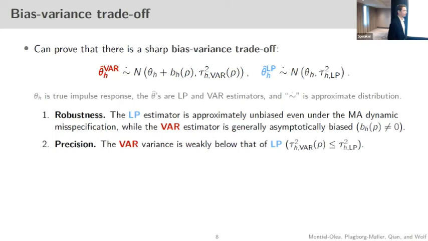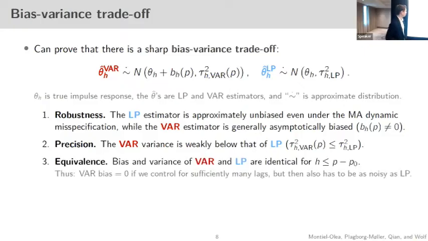Second observation, a really straightforward one: the VAR variance is weakly below that of LP, just because you're imposing something additional, right? So of course, you've got to be more precise in how you're estimating things. You're not re-estimating horizon by horizon. Now comes the final point on equivalence.